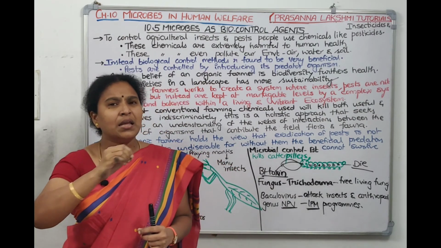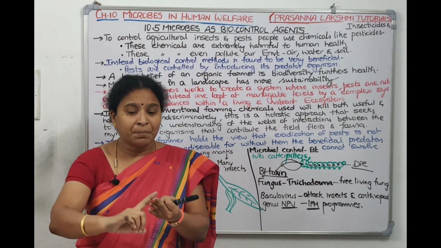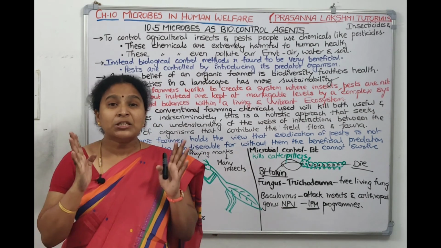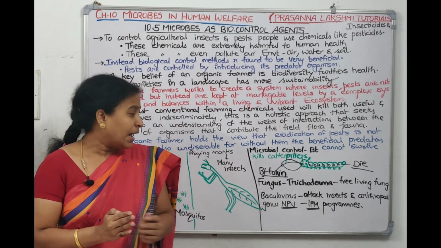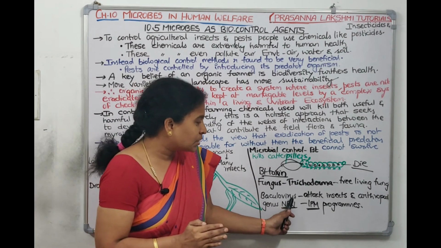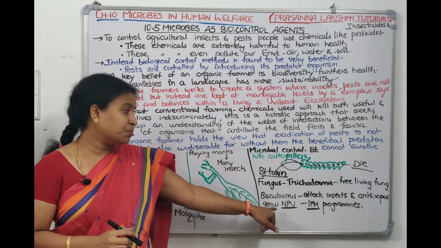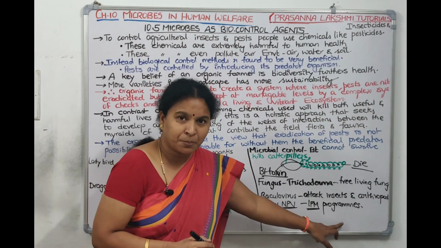It will not cause any harm to any other insects, not to the plant, not to the birds, not to the humans and animals. Means it's that much species specific, and it's a very narrow spectrum one. Baculovirus attacks insects and arthropods. Now where do we use this baculovirus? Means we use it under integrated pest management programs.